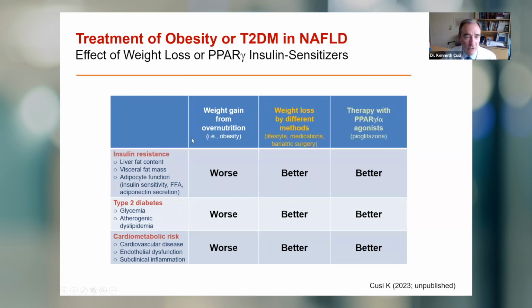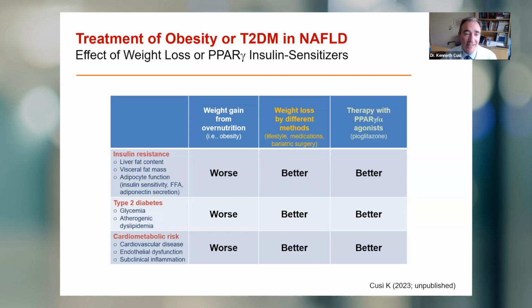Weight gain from overnutrition makes your insulin resistance worse and makes your adipocytes work much worse, not respond to insulin, and release fatty acids, which cause lipotoxicity to the liver. And you drop adiponectin levels. Adiponectin is key to keeping fat outside of the hepatocyte because it activates a key enzyme called AMP kinase. If you gain weight, you get diabetes because you worsen insulin resistance, and you get cardiovascular disease. So remember, most of your patients are going to die of cardiovascular disease.